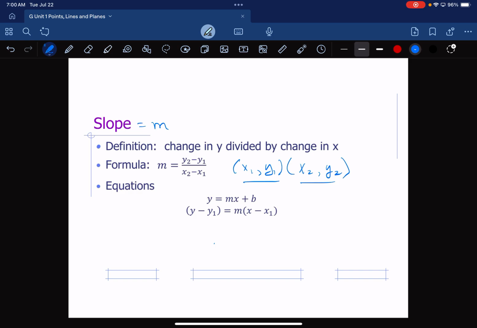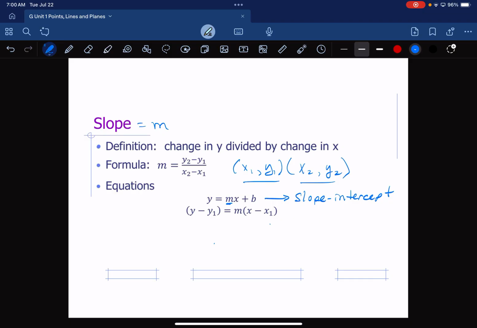So in equations, we find slope as well. And hopefully you recognize these 2 forms. The first one is called the slope-intercept form. And so you can see m right there. It's the value, it's the coefficient with x. It's the value in front of x is the slope.